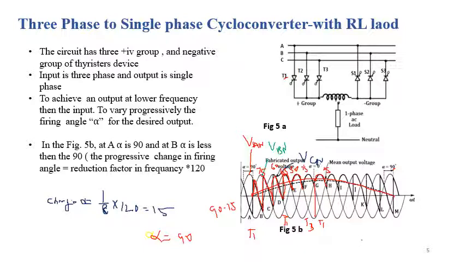So for the complete cycle, the time period of the output signal is eight times the time period of the input signal. So it is clearly seen in figure 5b that from a three-phase supply we are getting the single-phase output signal with low frequency.